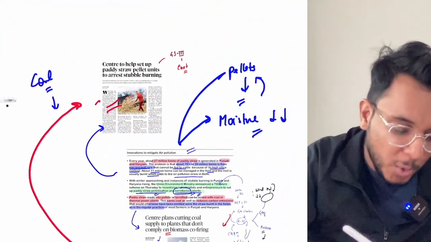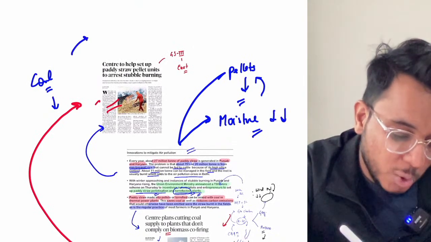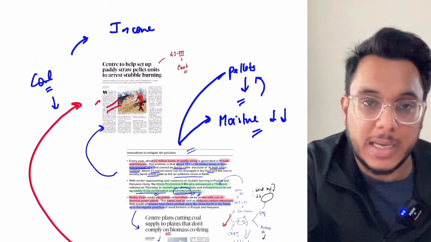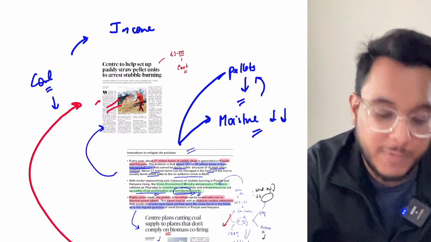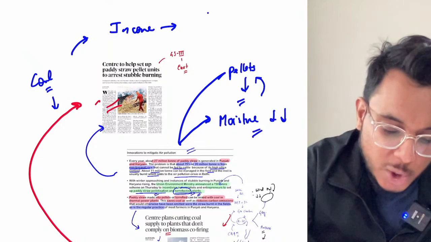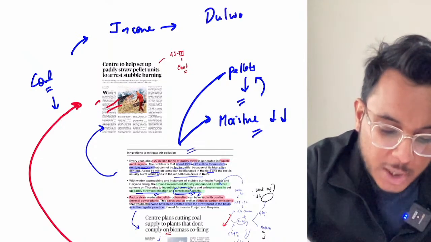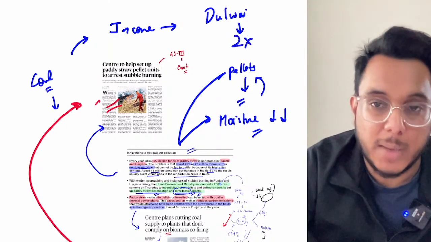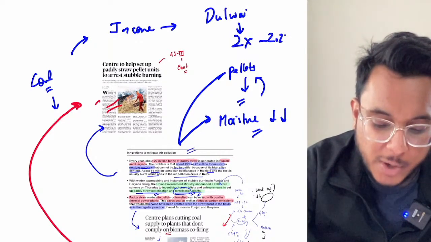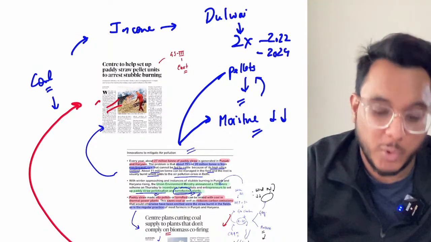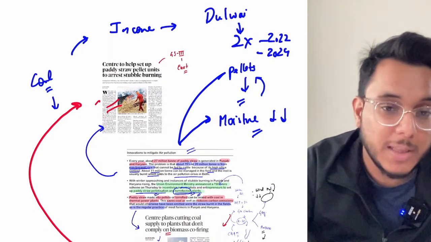Moreover, it can also become a source of additional income for the farmers. Because basically guys, you see, according to the Ashok Dalwai committee, we have to double the farmers' income. Now the doubling of the farmers' income was to be achieved by 2022. This particular target has been extended to 2024. So by 2024 we have to double the farmers' income.